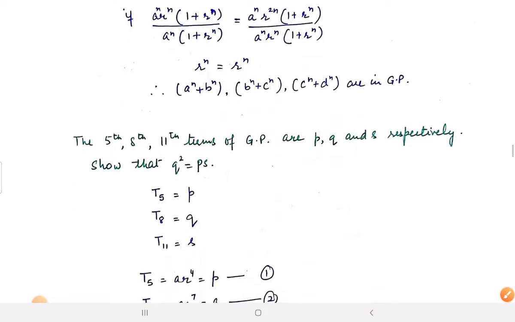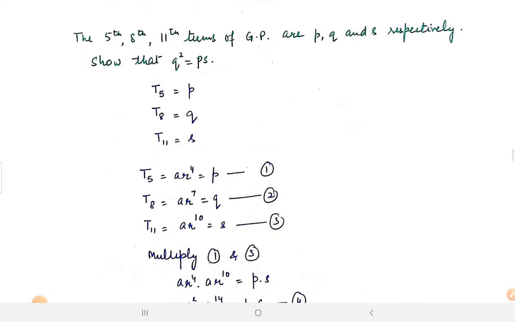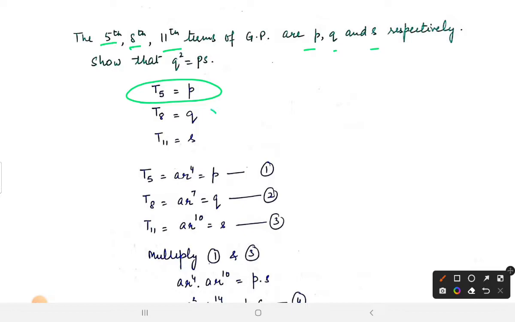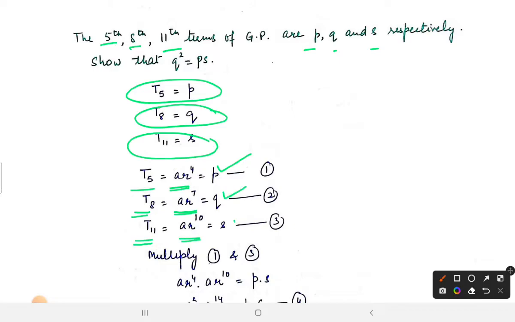Next is the 5th, 8th, 11th terms of a GP are P, Q and S respectively. Show that Q square is equal to PS. So what is given: the 5th term is P, the 8th term is Q and the 11th term is S. So let T5 be P, T8 be Q, T11 be S. So T5 is ar to the power 4, which is P. T8 is ar to the power 7, which is Q. T11 is ar to the power 10, which is S.